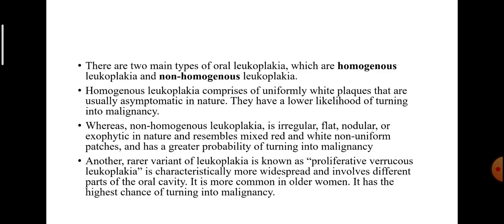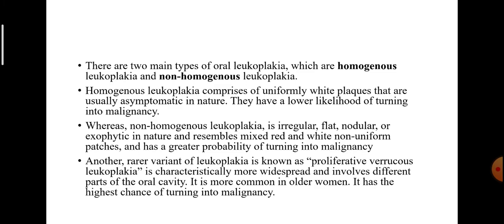Homogeneous leukoplakia comprises uniformly white plaques that are usually asymptomatic in nature. They have a lower likelihood of turning into malignancy, whereas non-homogeneous leukoplakia is irregular, flat, nodular, or exophytic in nature and resembles mixed red and white non-uniform patches. It has a greater probability of turning into malignancy.